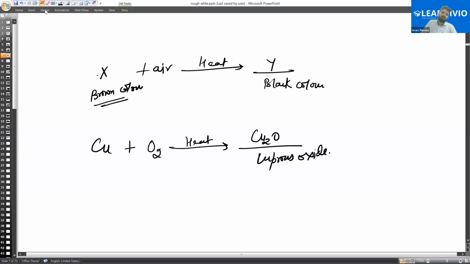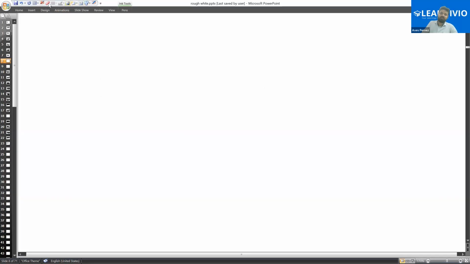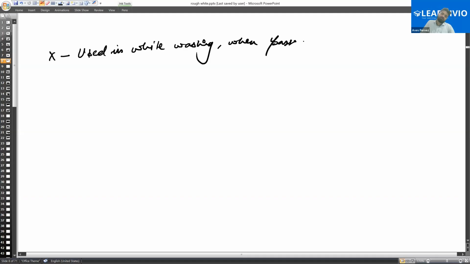Got it? Okay. Now there is a substance X which is used in whitewashing. When it is passed with carbon dioxide, CO2, it turns milky.